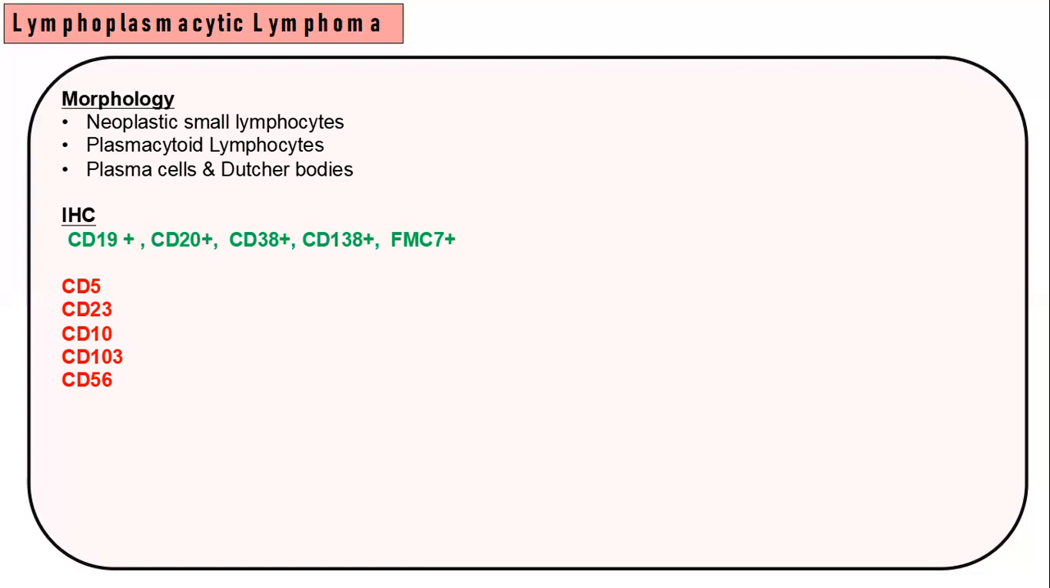CD103 will help us in ruling out hairy cell leukemia because lymphoplasmacytic lymphomas also involve spleen. So hairy cell leukemia is common there and is positive for FMC7 and CD103. So in lymphoplasmacytic lymphoma, FMC7 is positive, but CD103 is negative. CD56 is negative, so we are ruling out plasma cell neoplasms.